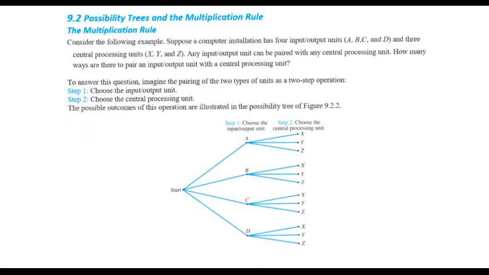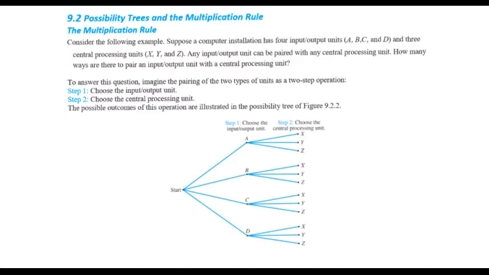Okay, so in the next section, we talk about possibility trees and the multiplication rule. What is the multiplication rule? Consider the following example. Consider that a computer installation has 4 input and output units, A, B, C, and D, and 3 central processing units, X, Y, and Z, correct? Any input-output unit can be paired with any central processing unit.